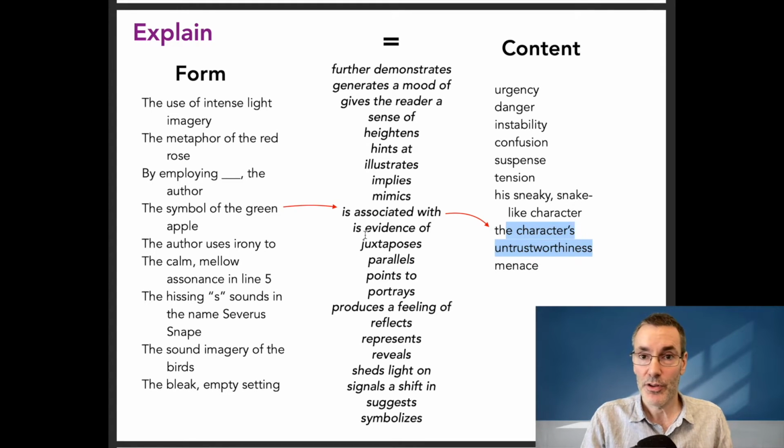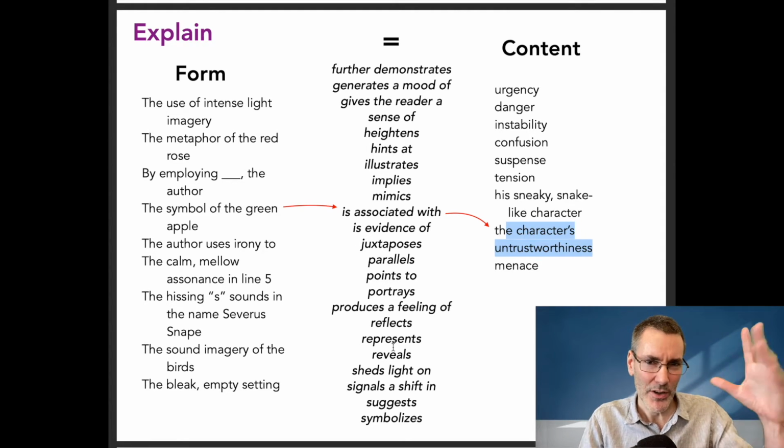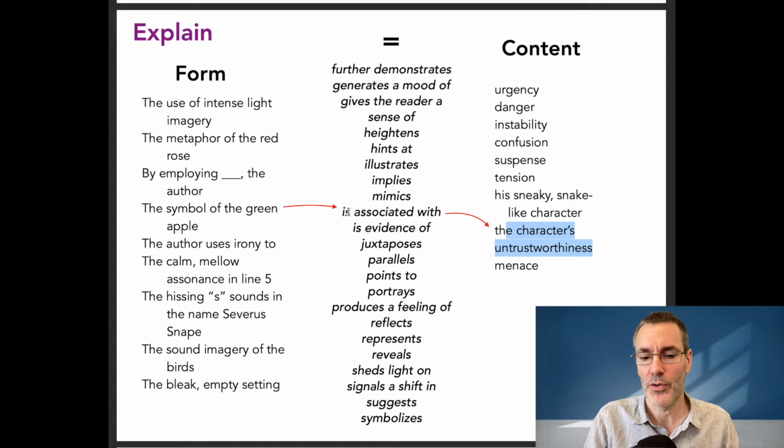Another example, the symbol of the green apple is associated with the character's untrustworthiness. Same kind of thing. You see the green apple on the page, you ask yourself, why is it green? Why isn't it red? Why is there a little hole in it? Why is there a worm in it? A green apple with a worm in it? What is it associated with? And your assumption is, well, it seems to be associated with the character's untrustworthiness.